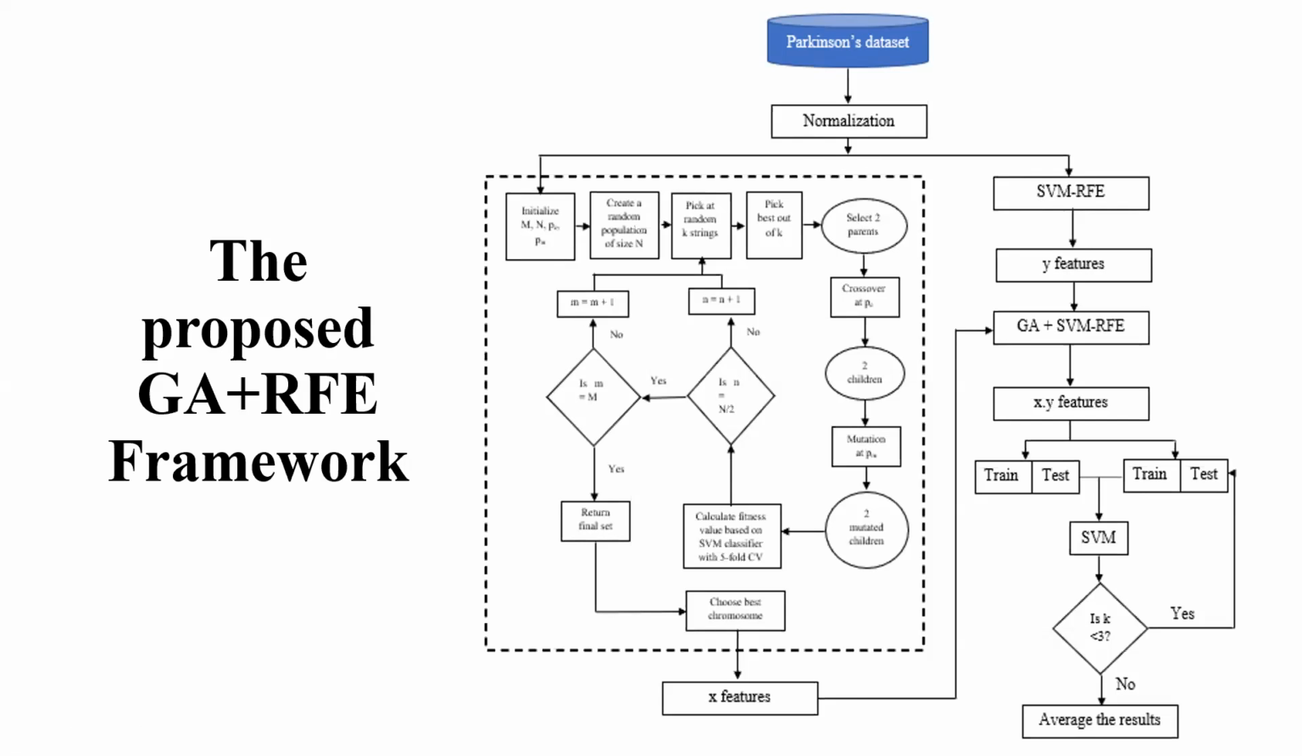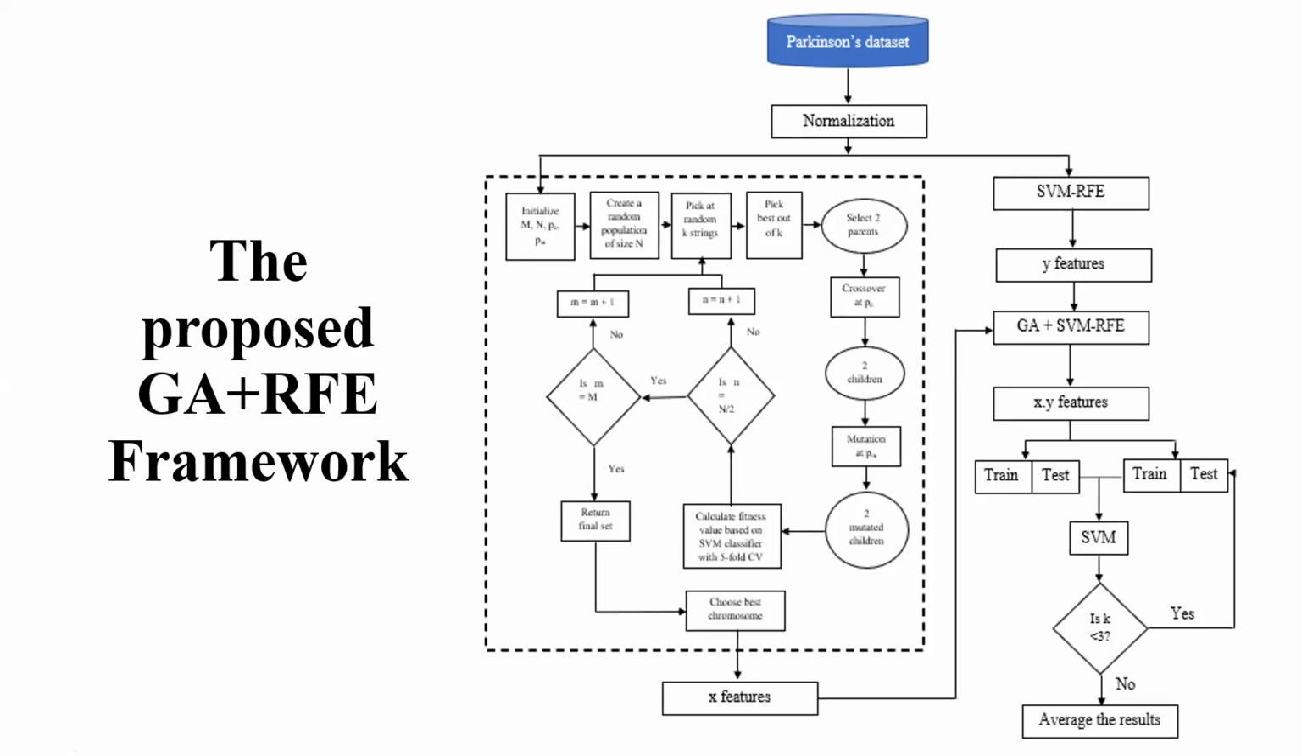Next, we select at random k strings. We have taken k here as 3. Out of the 3, we pick the best one and select 2 parents. From those 2 parents, crossover is done and 2 children are created, and mutation is done, and finally 2 mutated children are there. Now this changes the population, and with the new population, the accuracy of the model is checked using SVM with the 5-fold cross validation technique.